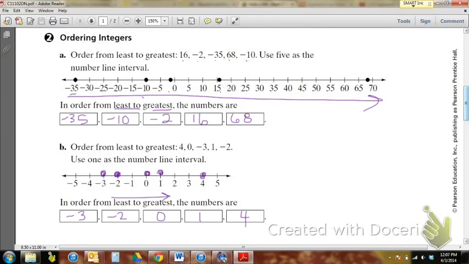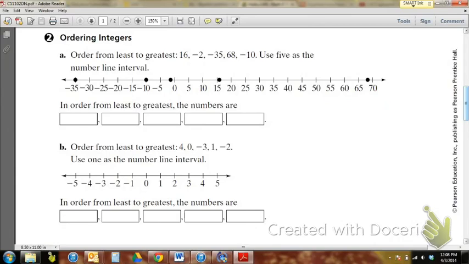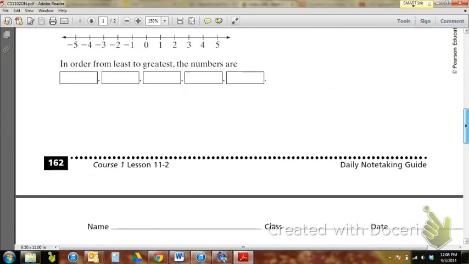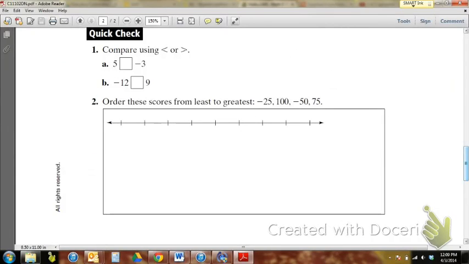So now you're going to try these quick checks, and then you're done. In quick check number 1, you're going to use your inequality symbol and make it eat the bigger number. So compare those two integers. And then in quick check 2, you're going to plot these on a number line.